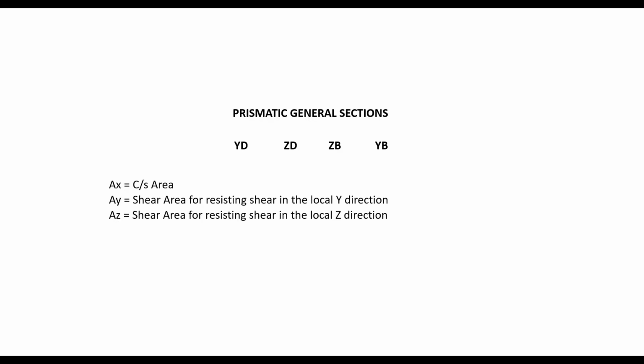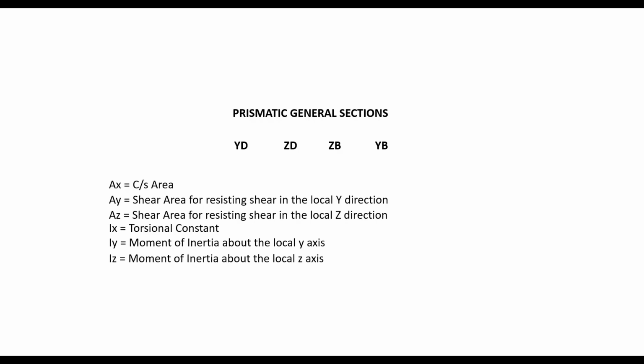Now, to override the program calculated gross sectional properties, one would need to specify AX for the cross-sectional area, AY and AZ if you want to override the program calculated values of shear area along the local Y and the local Z axis. If you want to override the torsional constant, you need to specify your value using IX, and you need to specify IZ for the moment of inertia about the local Z axis, and IY as the moment of inertia about the local Y axis.